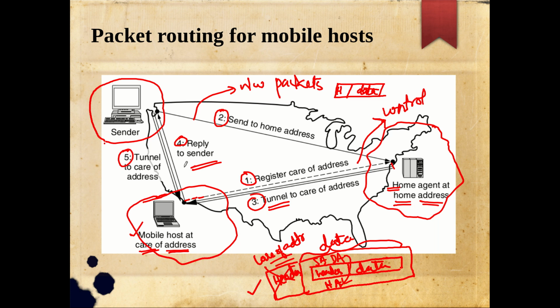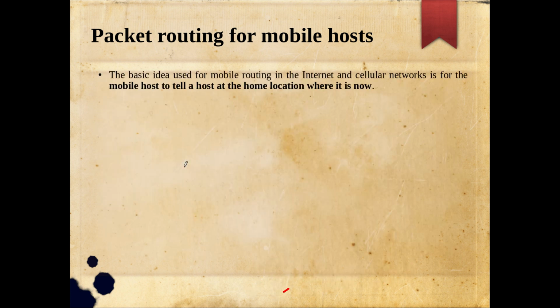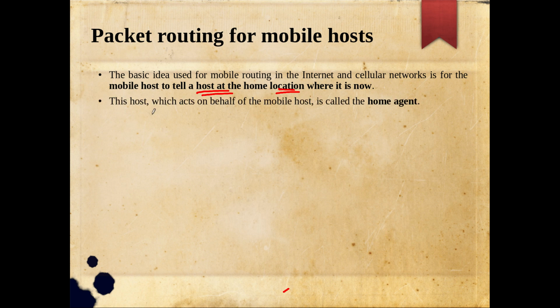So I'm going to give you an explanation for the same. Just listen. The basic idea used for mobile routing in the internet and cellular network is for the mobile host to tell a host at the home location where it is now. So whenever the mobile host moves to a different location, it will communicate that new care of address with the host at the home location, so that communication will be done.